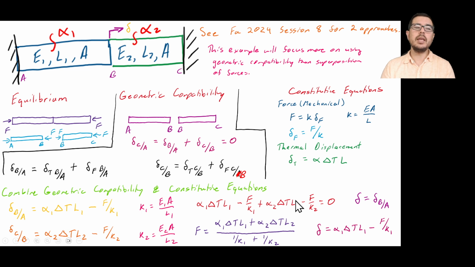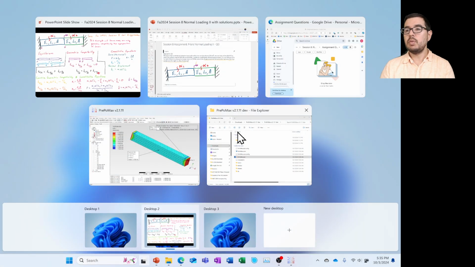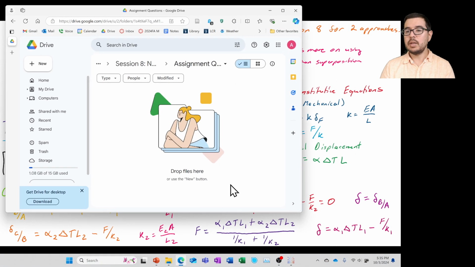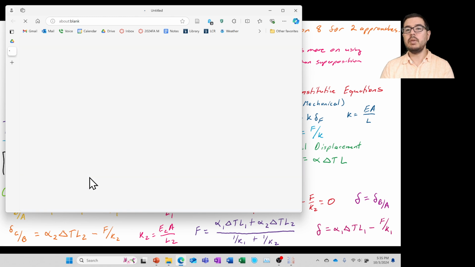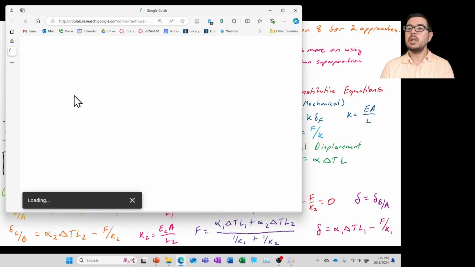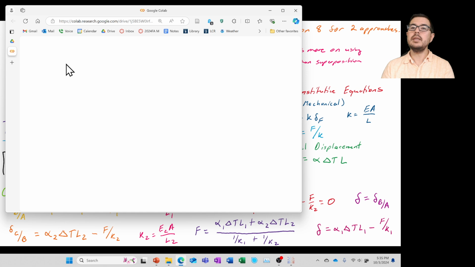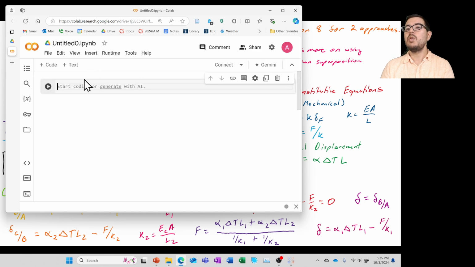So this is probably a case where we skip the Google and go right to using a Python script. If you were doing this with pen and paper, you would solve for the force first with your hand calcs, and then plug that force into your delta. But here we go into Colab and start by importing NumPy.